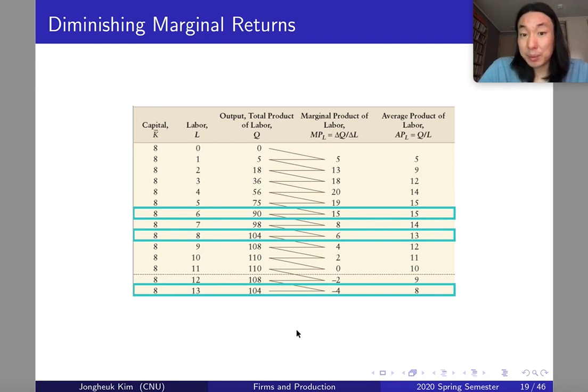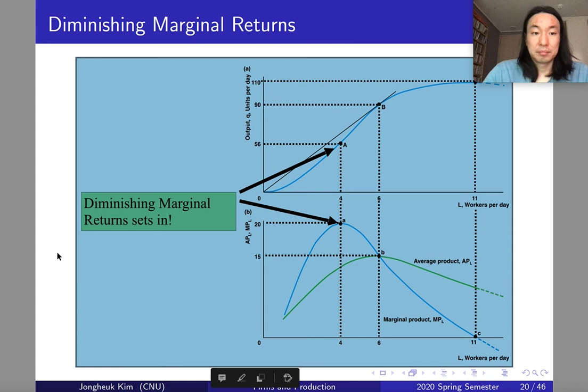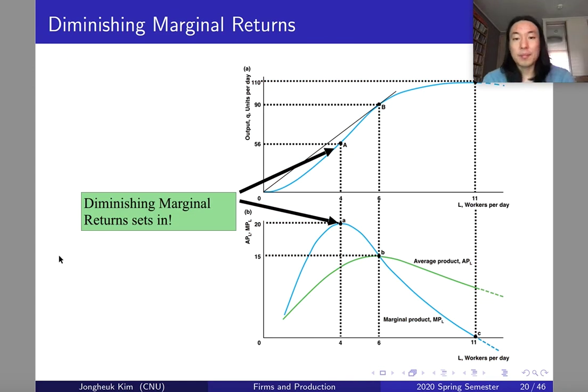How about the marginal product of labor? It is increasing really fast. Then after that, it is decreasing, even going into the negative part. Let's see the graph of the MPL and the APL. So the blue line is our MPL, and our green line is our APL. So MPL is increasing, then decreasing, and APL is also increasing, then after that it is decreasing.